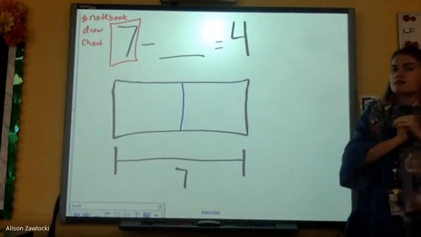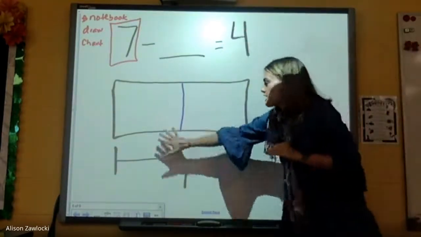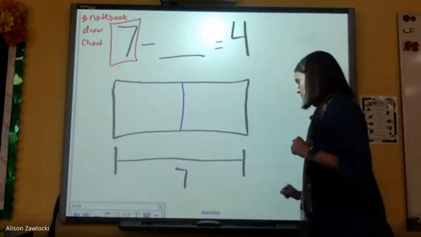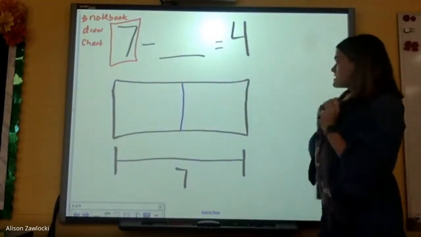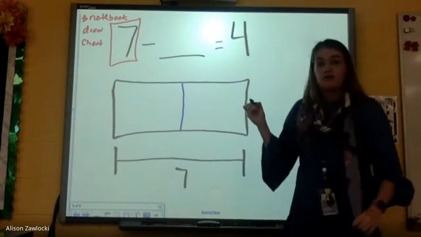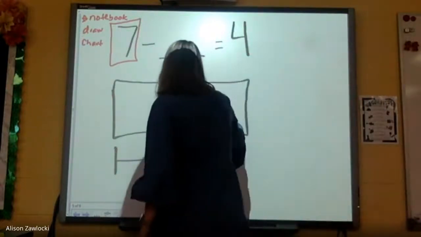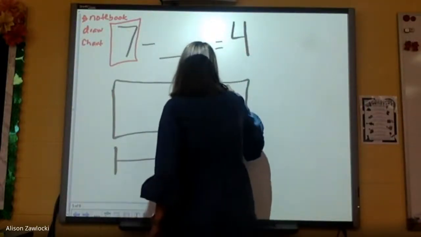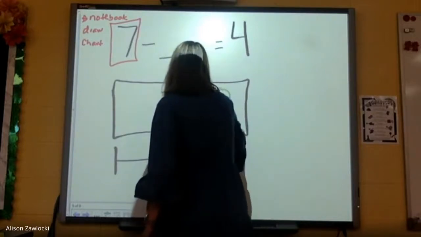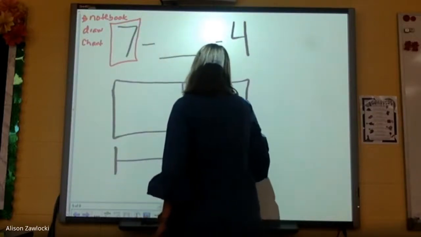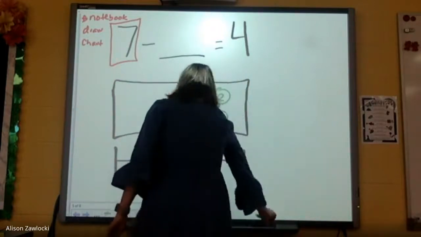Feel free to pause the video. I need you to write the number sentence, and I need you to write this chart right here, okay? So 6 take away what equals 4? Let's go ahead and draw 4 counters on this side. 1, 2, 3, 4. Okay, let's continue over here.